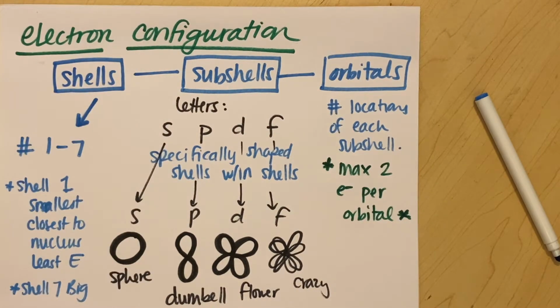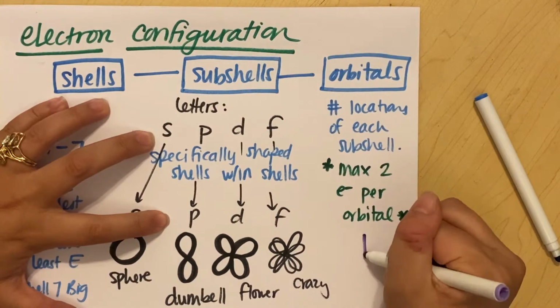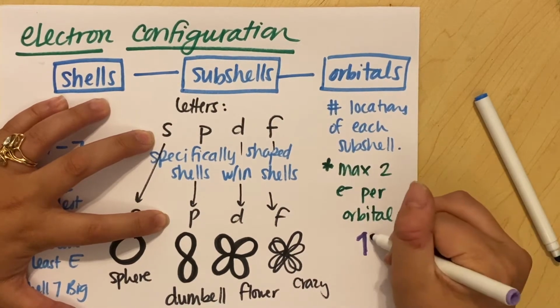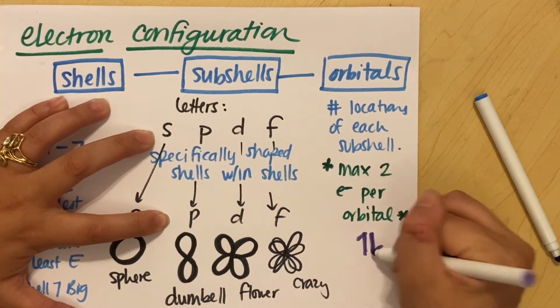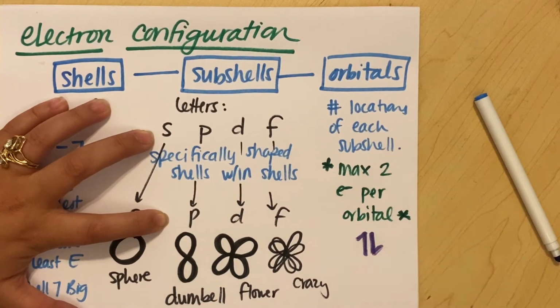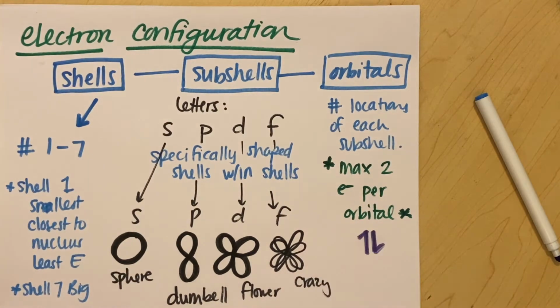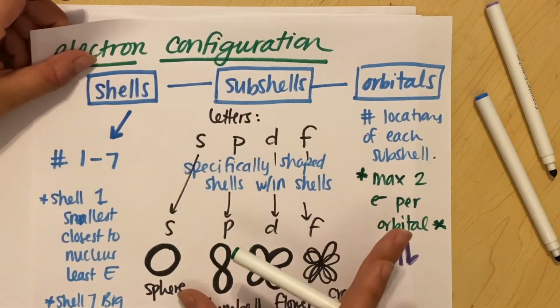You have a max of 2 because you have 1 upspin electron and 1 downspin electron, and then that orbital is full. It can only take 2 electrons. Again, we'll talk more about this later. I do want to draw out what it actually looks like.